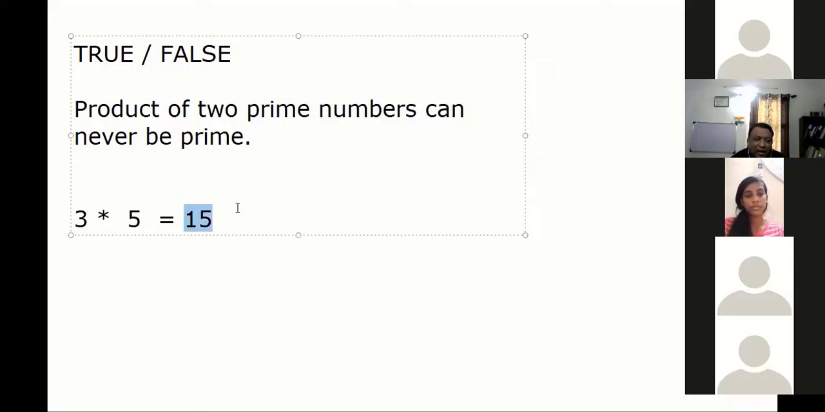Composite number means what? You have other factors, so it obviously cannot be prime. The definition of a prime number itself is that a prime number has no other factor except itself and one. When you multiply, the number that comes out has these as its factors, right? So obviously this has to be true. Otherwise the whole definition of prime number gets messed up, right? Everybody agree?